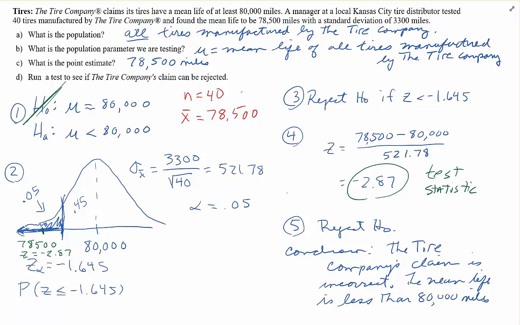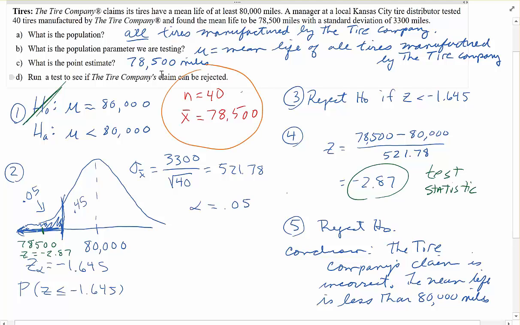Let's return to the tire company problem and find a p-value. We were testing the tire company's claim that the average life of their tires was at least 80,000 miles. We found that the sample average was 78,500, which has some evidence against that tire company's claim. Now, we want to see if that evidence is strong enough to say that their claim is false.